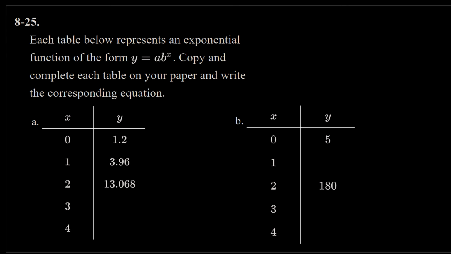So if I look at this first one, in order to figure out what the multiplier is, I'm going to take a value, I'll take the 3.96 and I'll divide that by the previous value, 1.2. So on my calculator, 3.96 divided by 1.2, I get that my multiplier here is apparently 3.3.